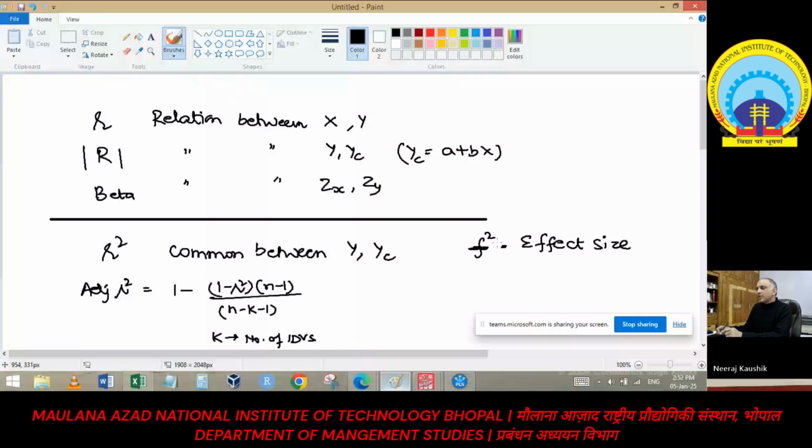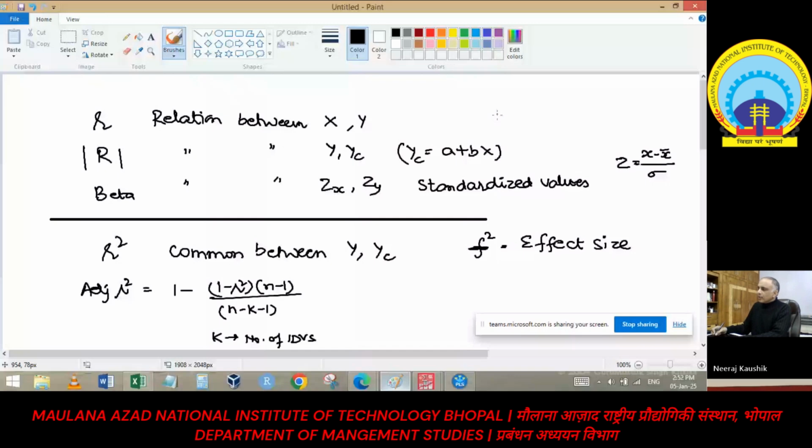ZX and ZY, these are called what? Standardized values. These values are given by the formula x minus x bar by sigma. Z is given by the formula x minus x bar by sigma. These are the standardized values, also called normalized values. This is the nomenclature which I will use.